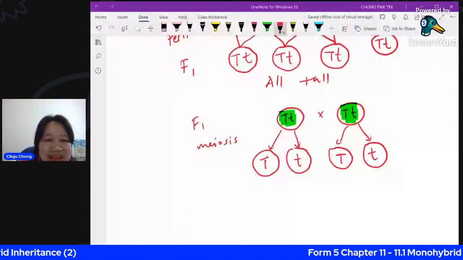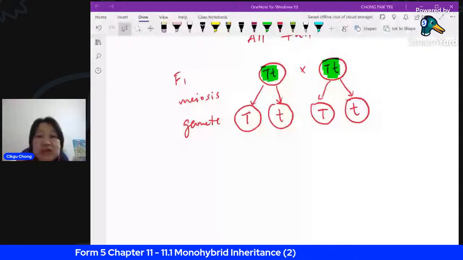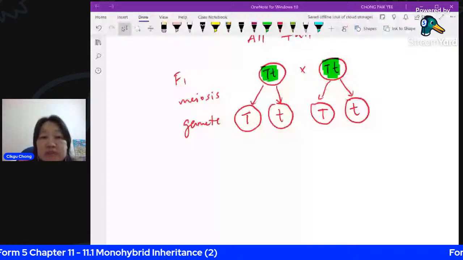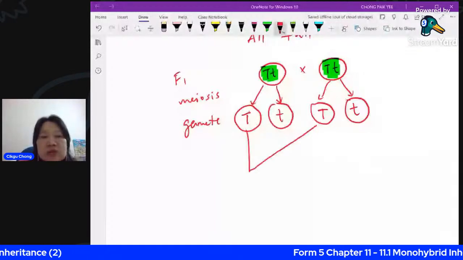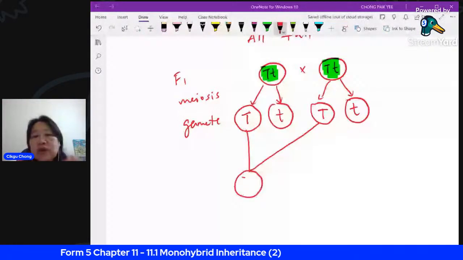Now, the next thing you need to do is combine your gametes in order to get your F2. So again, repeat using the same formula which I've given you. Make sure you use up all the possible combinations. What are the possible things you can have? This gamete and that gamete. So you're going to get capital T, capital T.